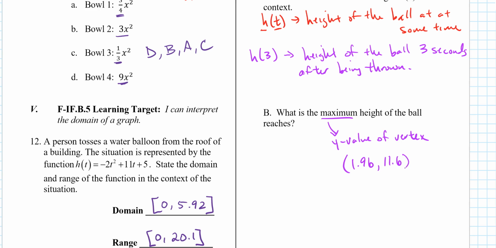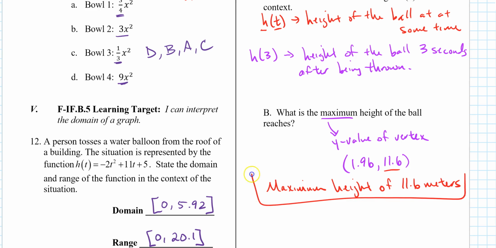So what is the maximum height of the ball? Well, the maximum height of the ball is the y value of the vertex. So the ball reaches a maximum height of 11.6 meters. Don't forget your units. And that is it for the review for the quadratic functions unit.